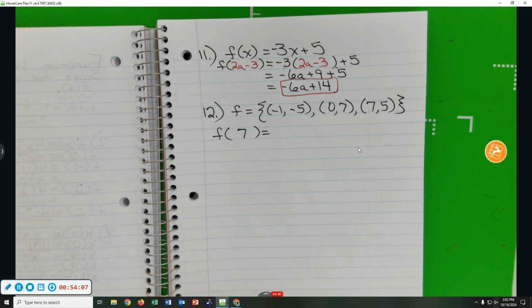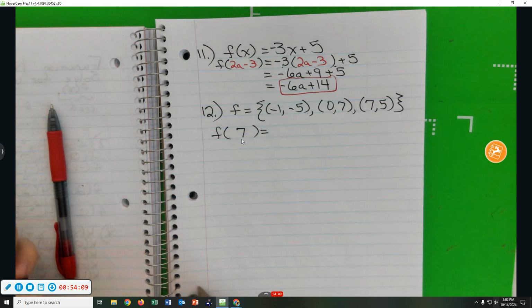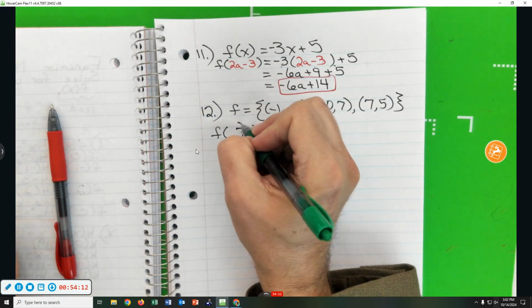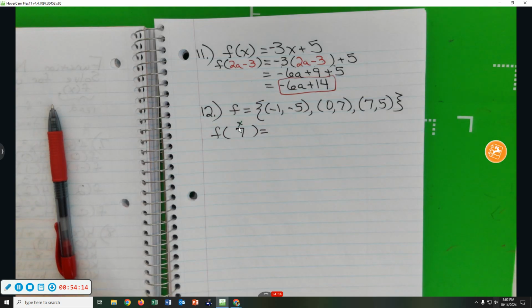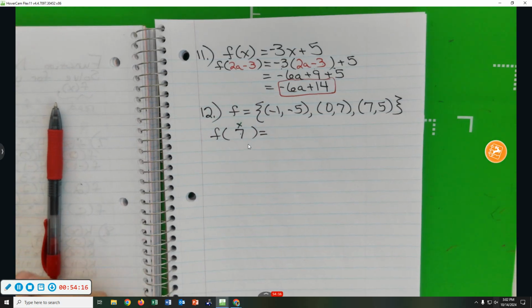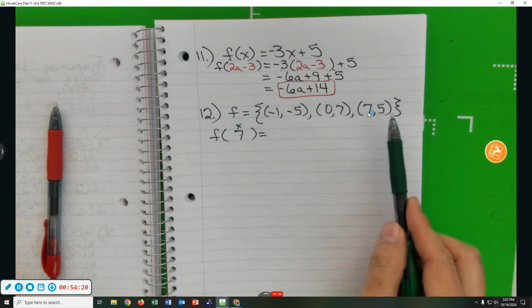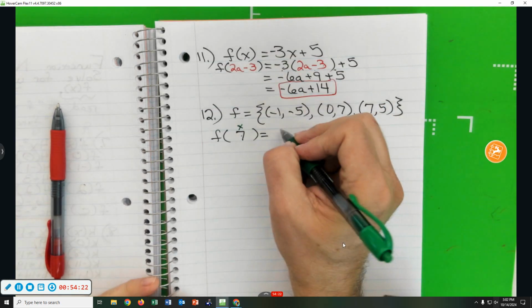So when we look here, that 7 is the x value. When x is 7, what's the y value? 5. When x is 7, the y value is 5. I agree.